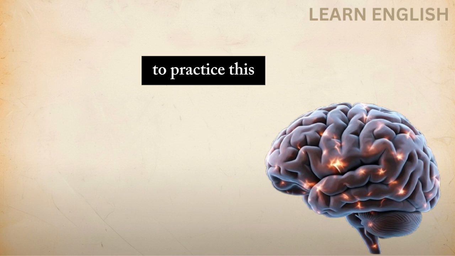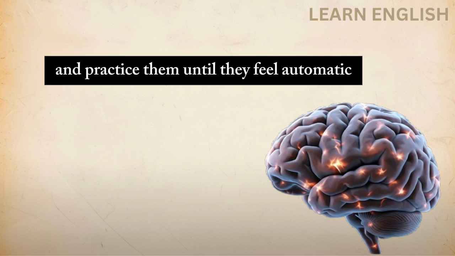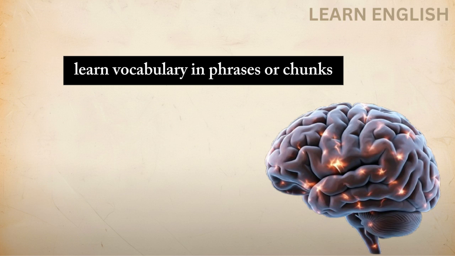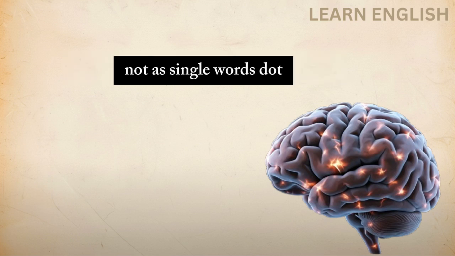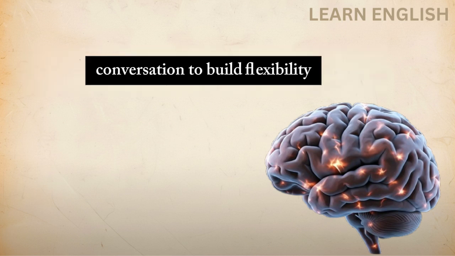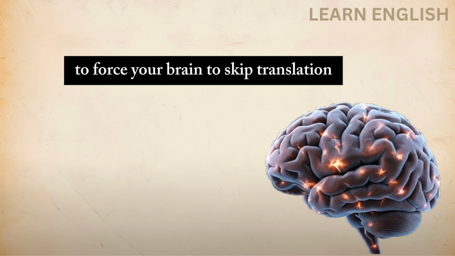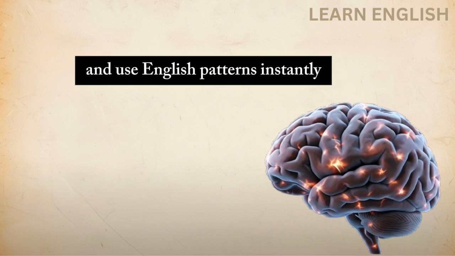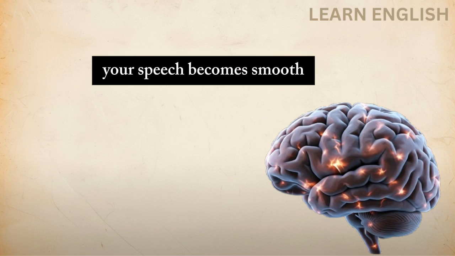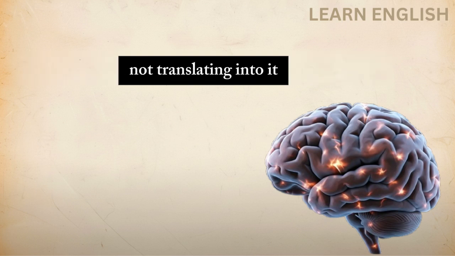To practice this, focus on high-frequency sentence patterns and practice them until they feel automatic. Learn vocabulary in phrases or chunks, not as single words. Switch between formal and informal styles in the same conversation to build flexibility. Speak under time pressure: explain an idea in 60 seconds to force your brain to skip translation and use English patterns instantly. When you master this step, your speech becomes smooth, natural, and fast because you're thinking in English, not translating into it.